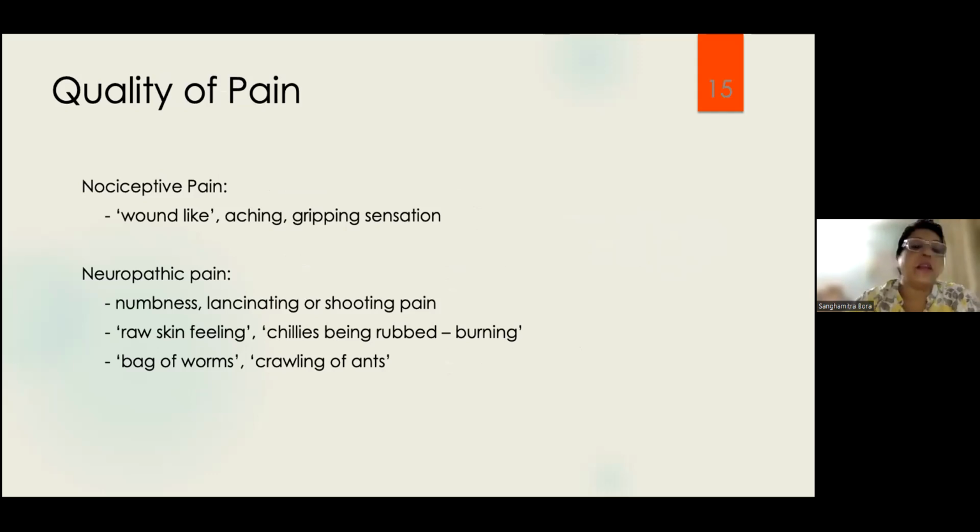So coming to quality of the pain, we know that chronic pain is of two types: nociceptive and neuropathic. When we talk about nociceptive, the patient might describe it as a wound-like pain, aching, or a gripping sensation. So these are basically pointing towards a nociceptive kind of pain. On the other hand, if the patient is telling you that there is some kind of numbness over this area, or it is lancinating, or a shooting kind of pain, a feeling of raw skin, or chilies being rubbed, a burning sensation, a bag of worms, crawling of ants, all these descriptions fit into the neuropathic pain type.